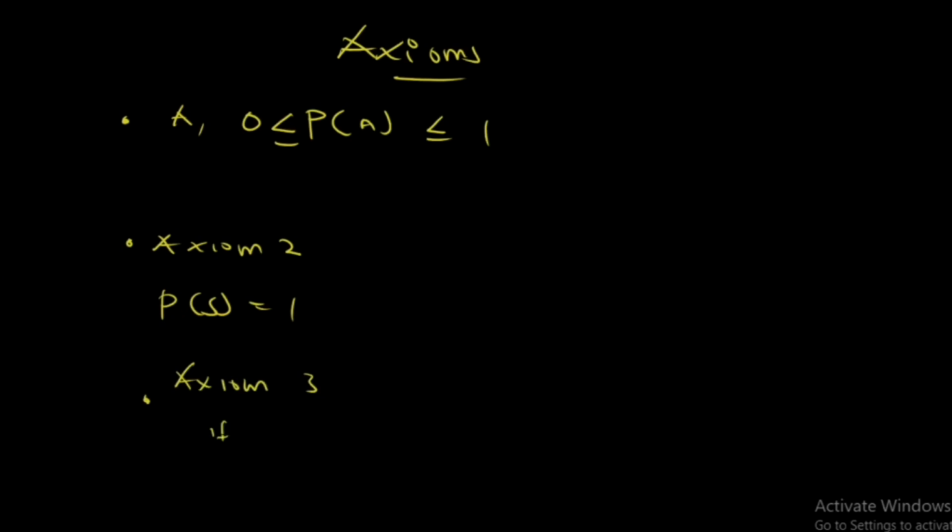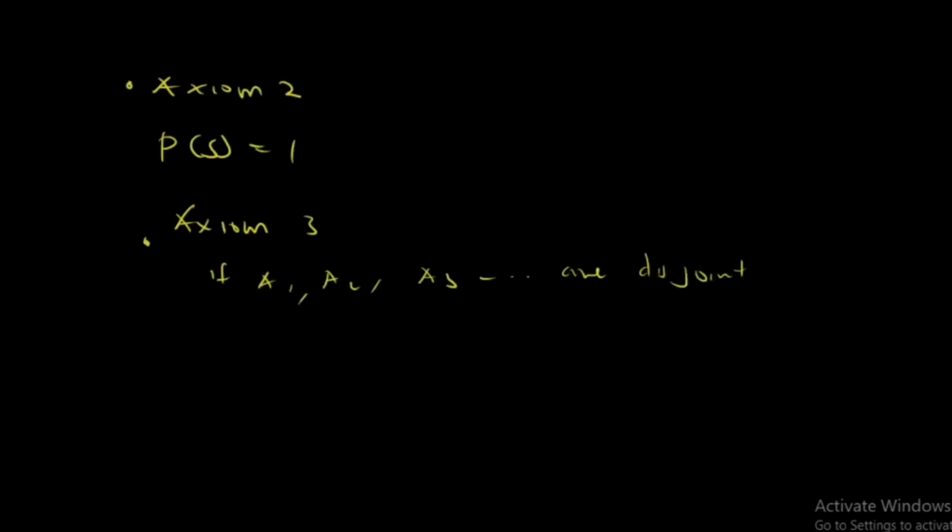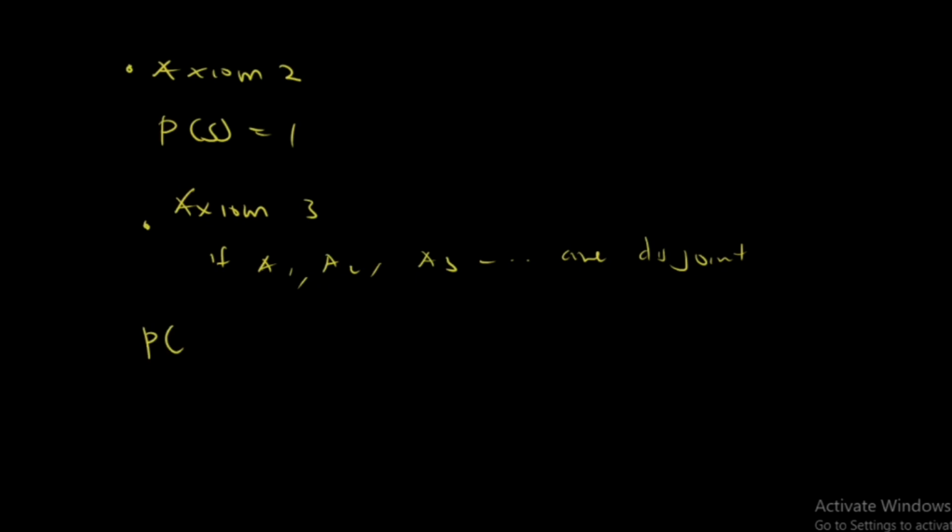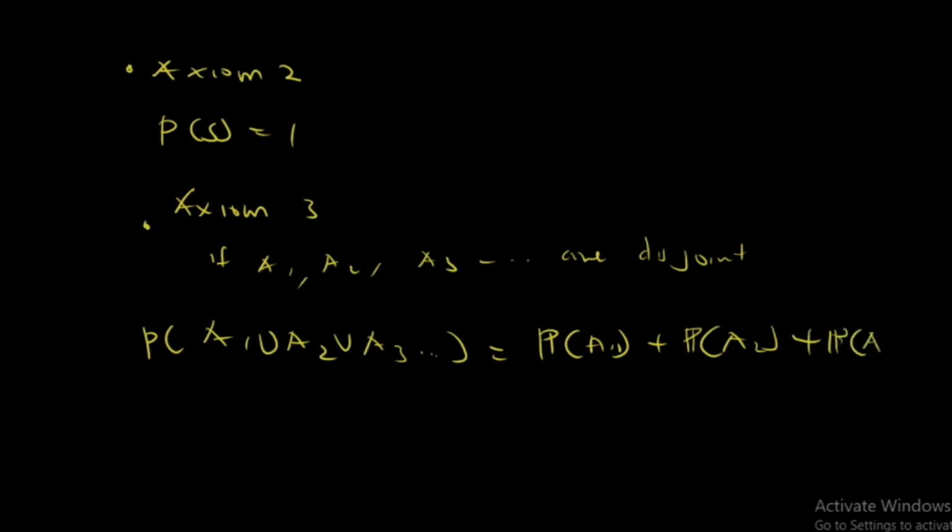For axiom 3, if A1, A2, and A3 are disjoint events, then we'll have the probability of A1 union A2 union A3 equal to the probability of A1 plus the probability of A2 plus the probability of A3, if and only if the events are disjoint.